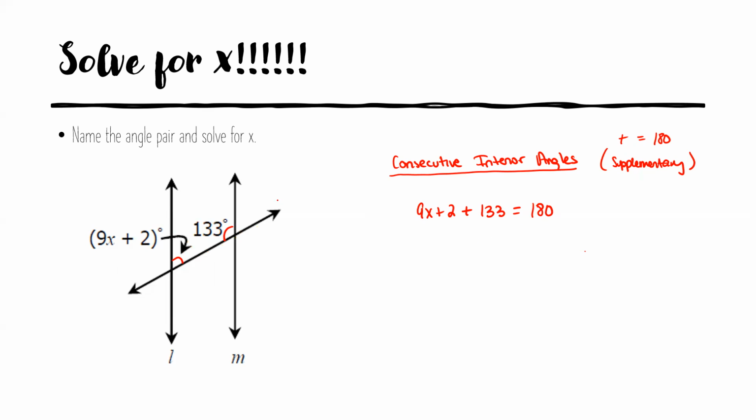And so now that I have my equation, now I can solve for x. So first thing first here, numbers with numbers, I have positive 2 plus 133. That means I have 9x plus 135.